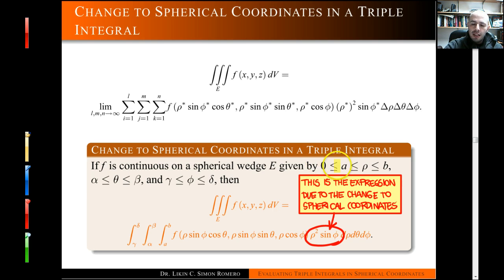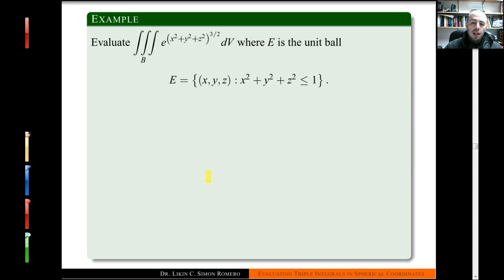Now notice that this is in a spherical wedge. In other words, a spherical wedge is a particular solid such that rho goes from a number to a number, theta goes from a number to a number, and phi goes from a number to a number. Let me give you an example.